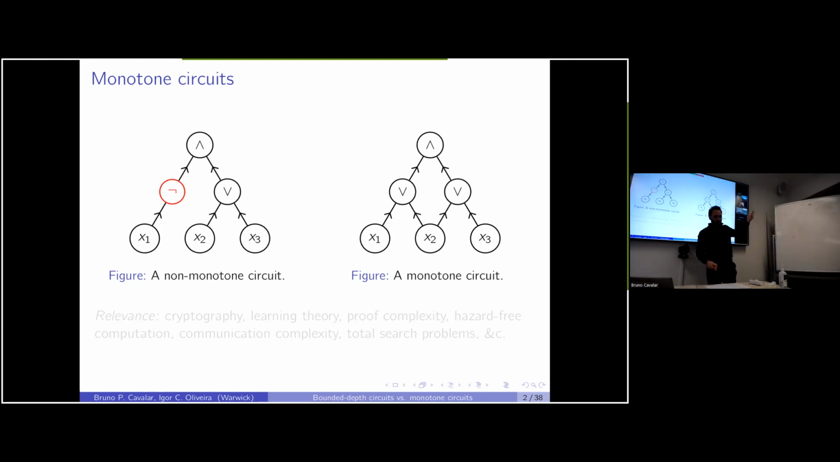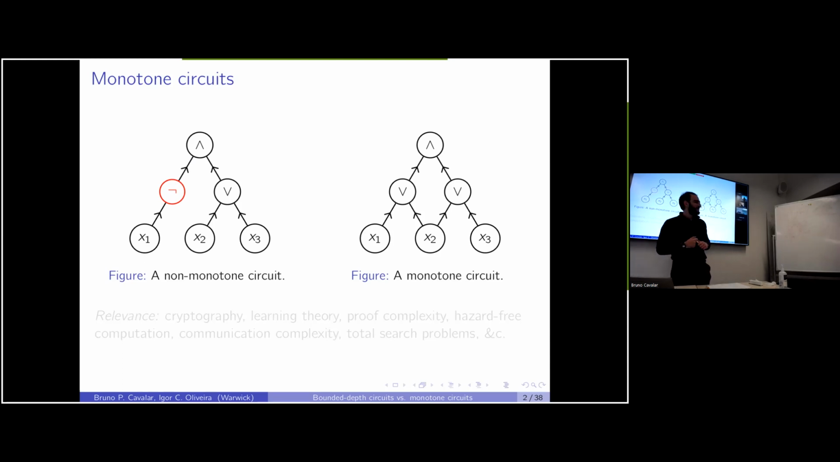The idea is you're receiving a binary string as an input, and let's say you accept this input. Whenever you turn a 0 to a 1 in your input, you should continue accepting it. That's the definition of a monotone Boolean function.